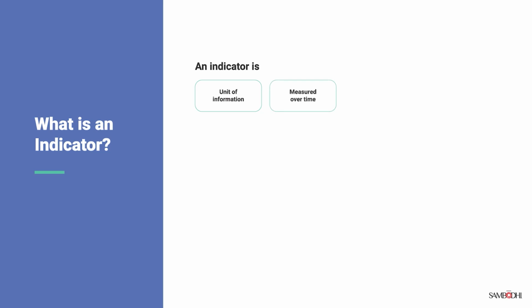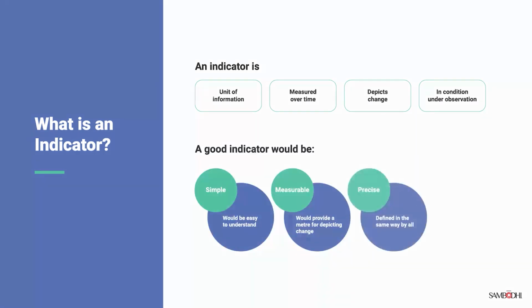An indicator is a unit of information which is measured over time. It depicts change in condition under observation. A good indicator will be easy to understand, measurable, precise, and defined without any positive or negative value attached.